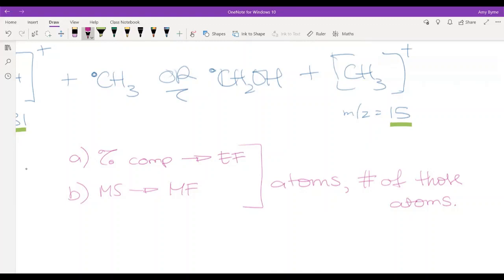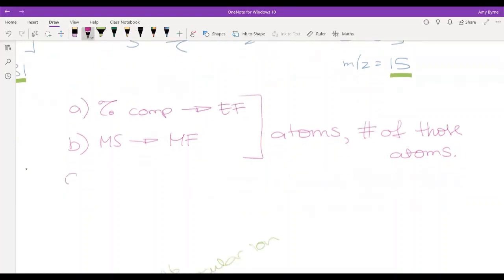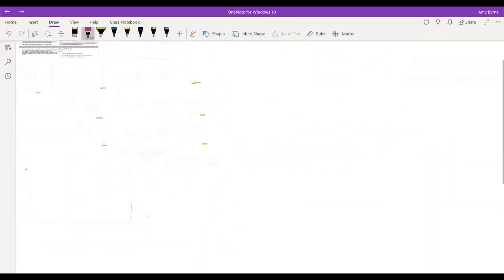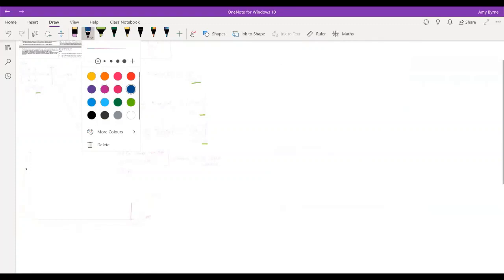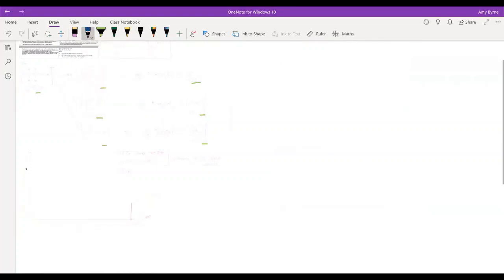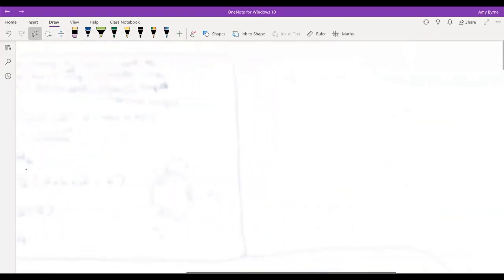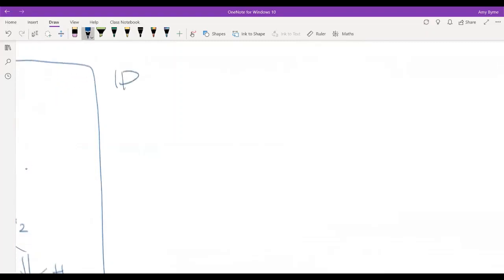For me personally, the next easiest step to move on with is looking at infrared spectroscopy. So IR spec, let me just rule this off and I will get started. So IR spec identifies bonds.